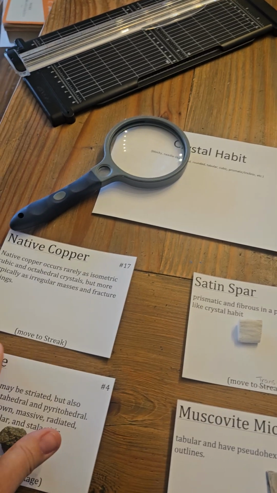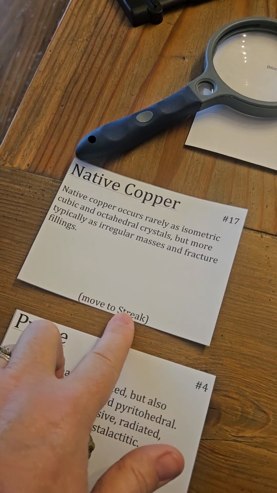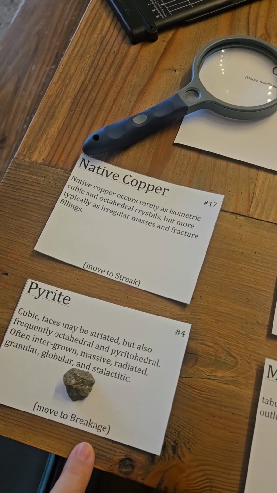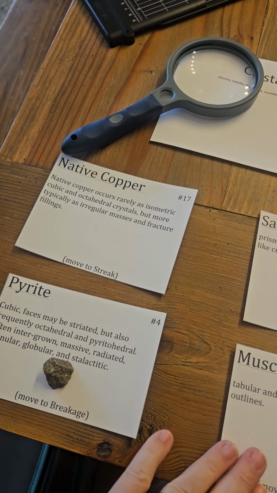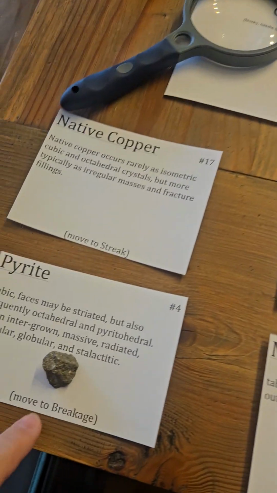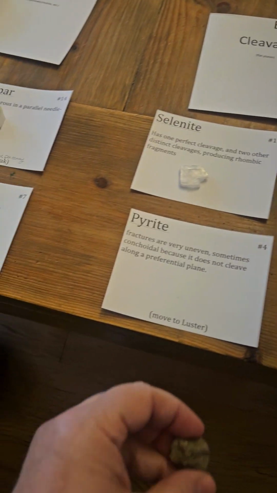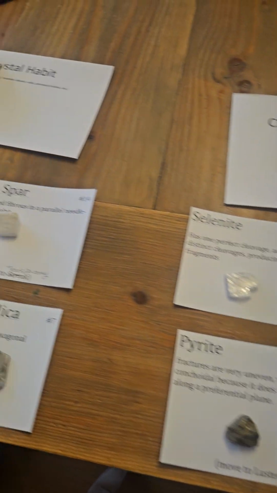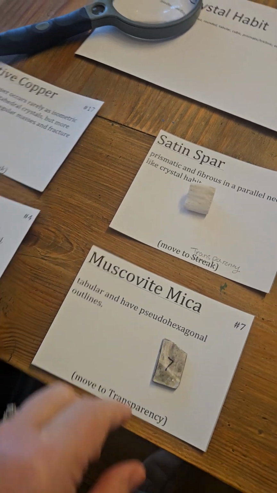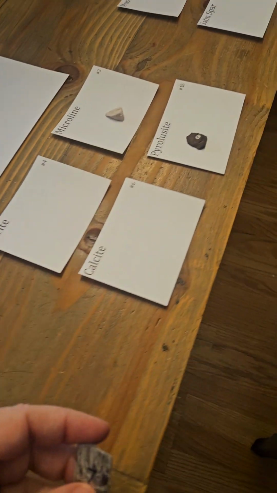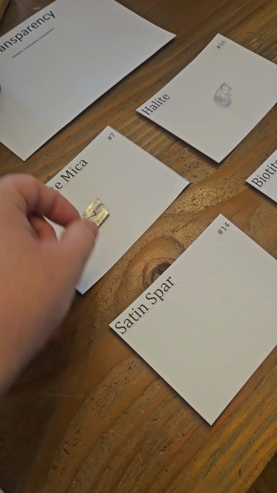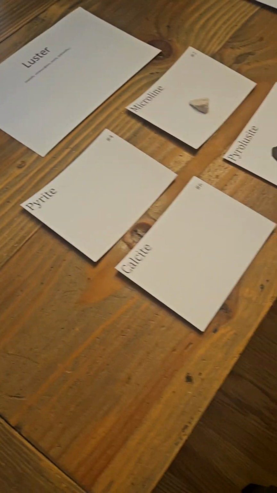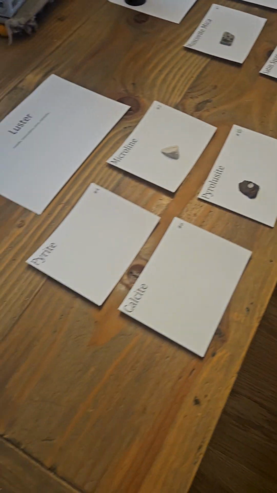But then you'll also notice that at the bottom in the parentheses, it says move to streak. So once you're done with this, some of them will say to move to certain areas because we're going to utilize them in a different station as well. So you would take the pyrite and then come over here and put it on the breakage station. And then the mica says move to transparency. So we'll take it over here and put it there. And then the satin spar also says move to transparency. And so we'll put it right there.